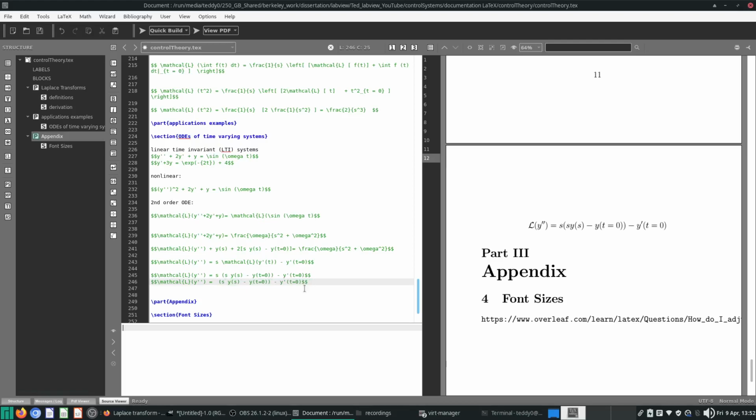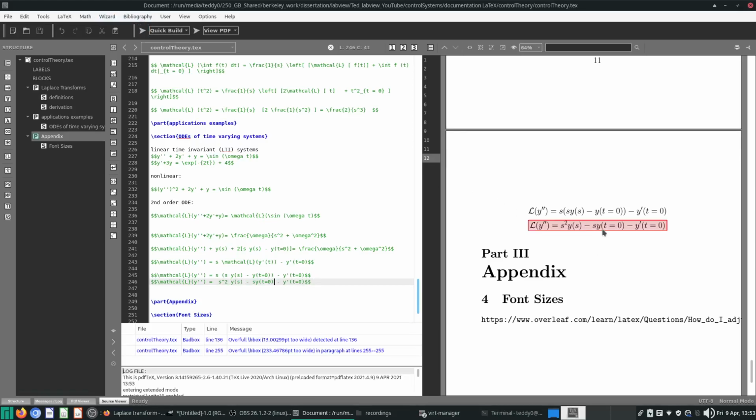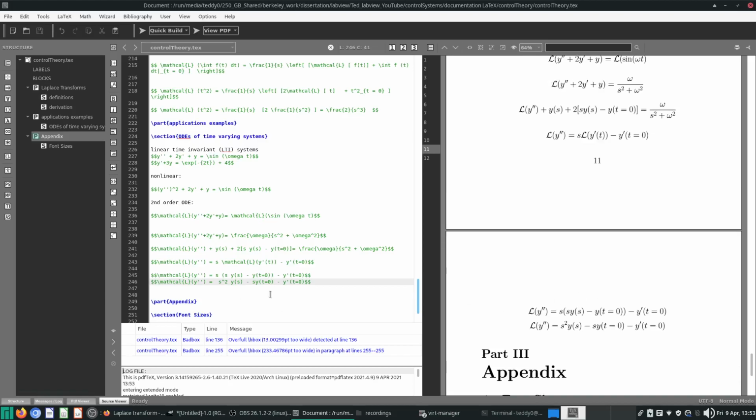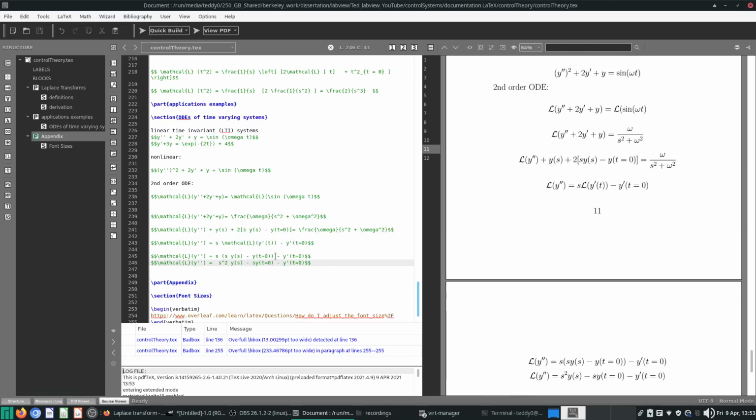So we get s squared here. Y at t equals 0 and y prime at t equals 0, both of these are constants. These are boundary conditions you may need to set later on. I'm not going to include the boundary conditions now, but I will just leave them as they are inside the solution, so to speak. So yeah, that's it.